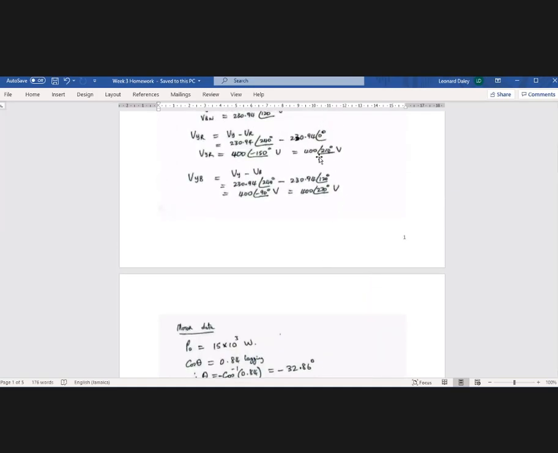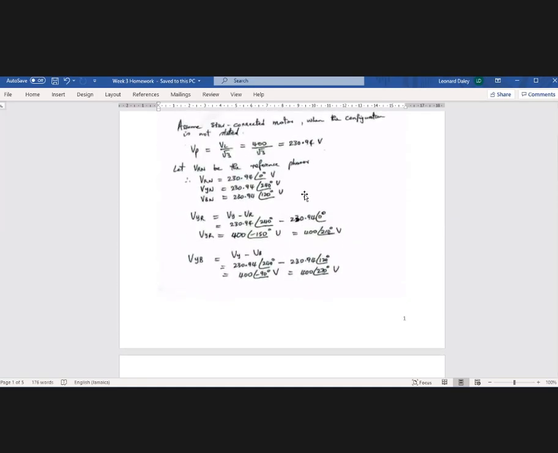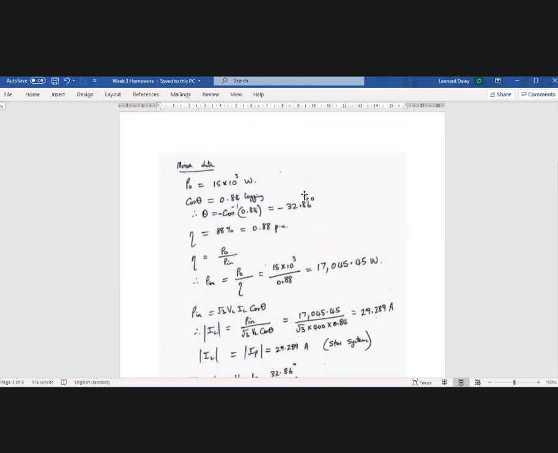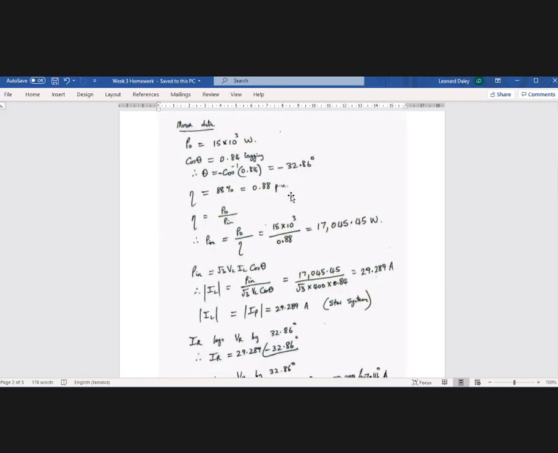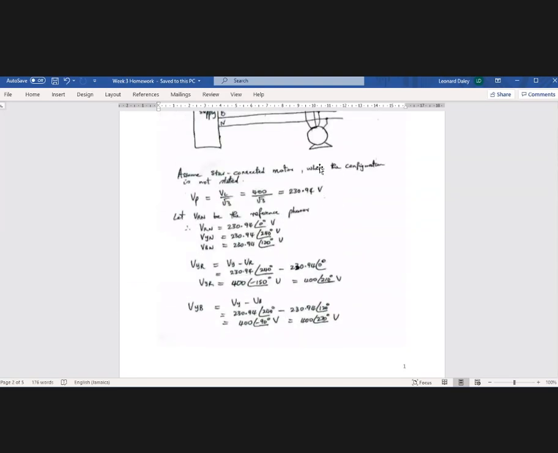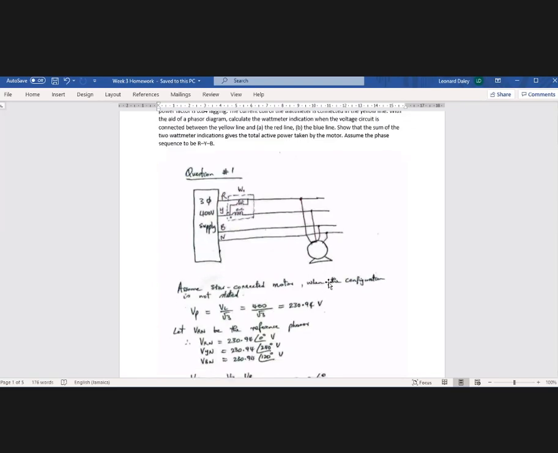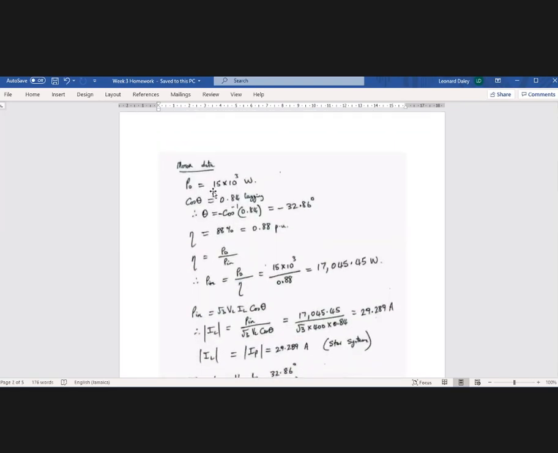All right. So we have the voltage data. Let's look at the motor data now. So for the motor, they tell you that the output power is 15 kilowatts, has an efficiency of 88% and a power factor of 0.84 lagging. All right. So I've put that information here.